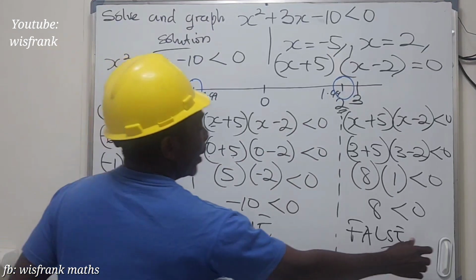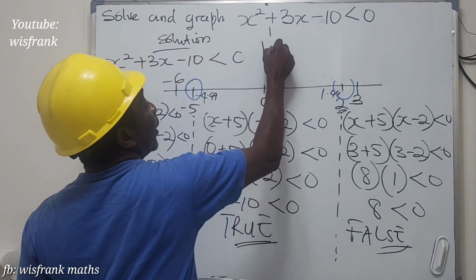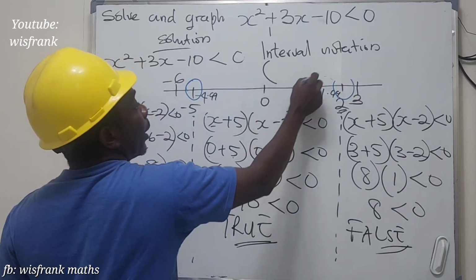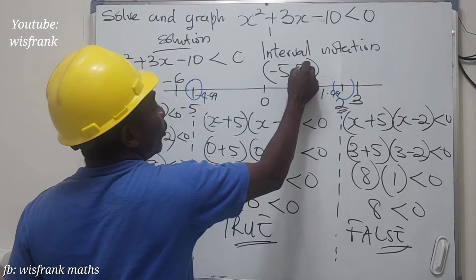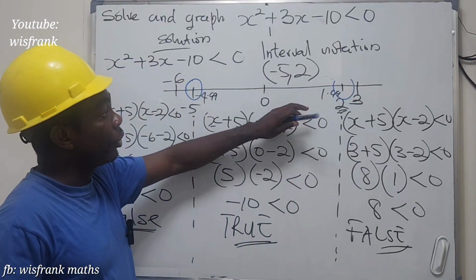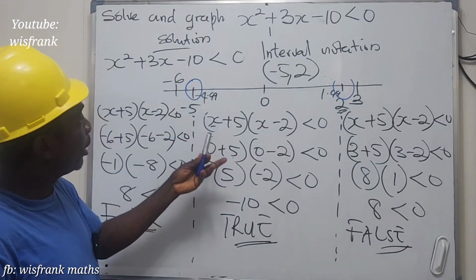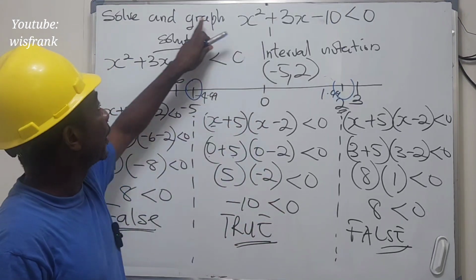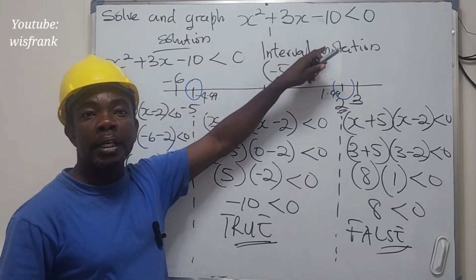Therefore, we have our interval notation, where we open a parenthesis, with minus 5 and 2. So those are the two values of our interval notation on this graph of the quadratic inequality. So those are the steps we have to find the solution for this question: solve and graph x to the power of 2 plus 3x minus 10 is less than 0.